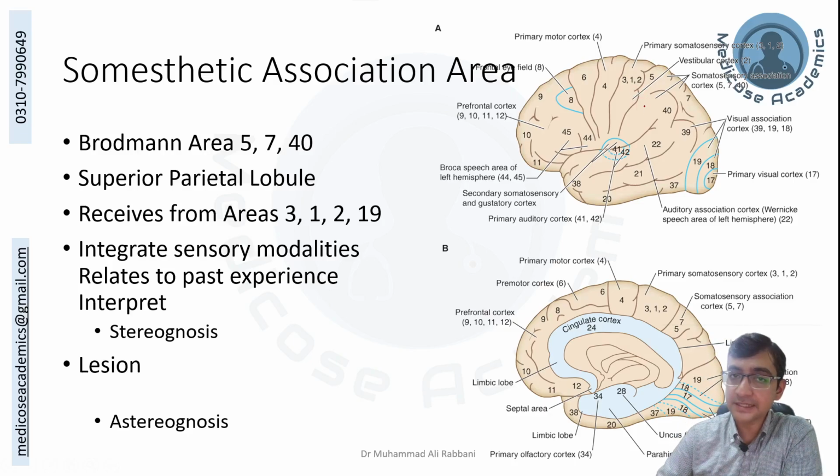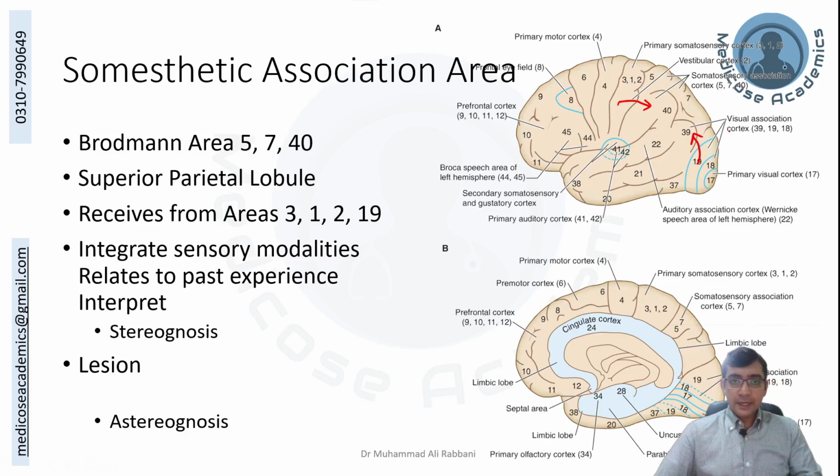It receives its signals from the primary sensory area, the primary somatic area, even from the visual association cortex. And this is the point where the sensations received in the primary area are translated into something meaningful. You compare the signals coming from the primary area with the memory you already have, and you make a judgment.